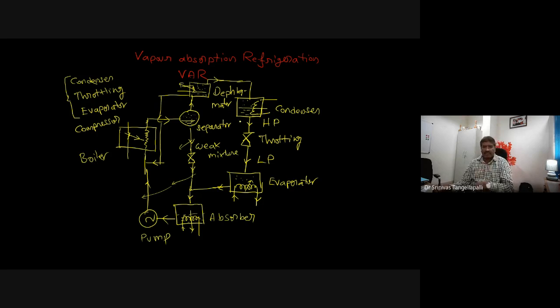Okay, now this is the vapor absorption refrigeration system. What I explained here are the components: boiler, separator, condenser, throttling, evaporator, absorber, pump. And the weak solution has a relatively low concentration, maybe 0.3. But the concentration entering the absorber, pump and boiler is higher than this weak solution. That's why this is called the strong solution. I write here: strong solution.